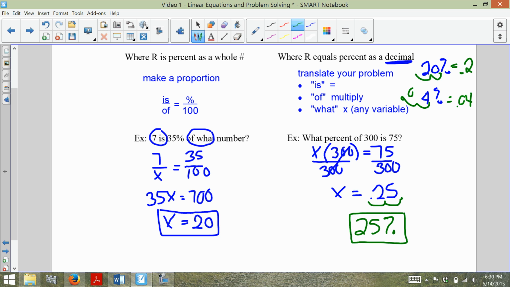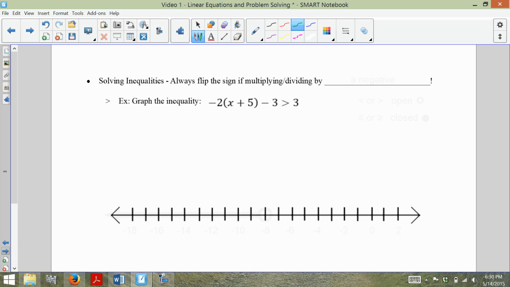The next type of problem we're going to address, moving right along, is the inequality. Now, the one important rule we want to keep in mind is that if we multiply or divide by a negative, we want to flip the sign over. So, solve it mostly like an equation.